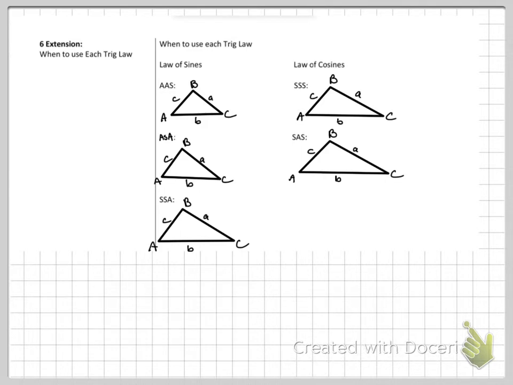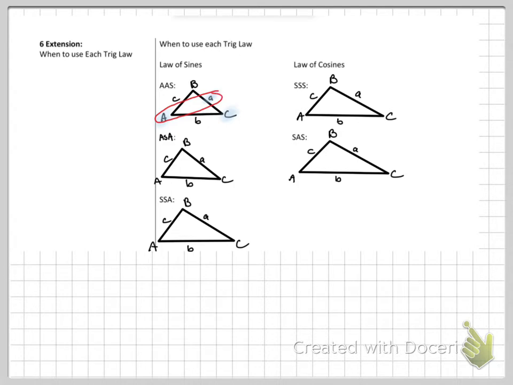So AAS, that would be if I'm given an angle, highlight, an angle, the next angle, and then a side afterwards, right, going around the triangle. Well, if those highlights are the information I'm given, then I clearly have a full law of sines ratio, so I want to do law of sines.